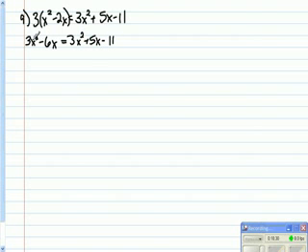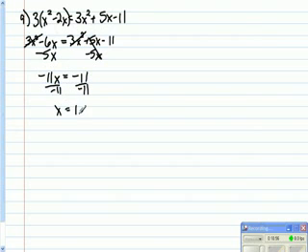So we still have everything equal. There's a 3x squared on each side. There's no like terms I can deal with on each side, but there's a 3x squared on each side, so they will cancel. And then I'm going to choose to subtract 5x from both sides so that all my x's are on the left. So I get negative 11x equals negative 11, because those canceled. Divide by negative 11, and x equals 1.